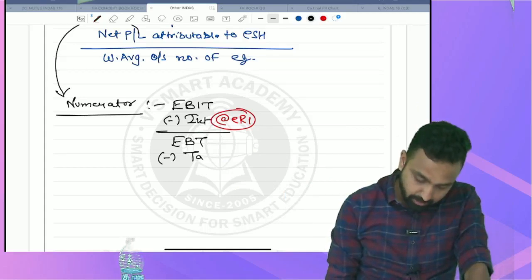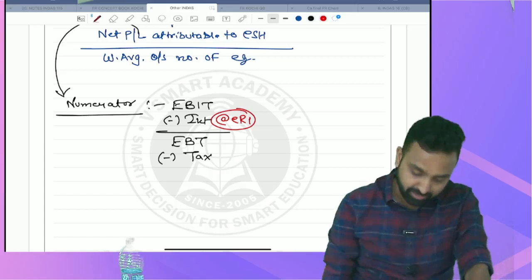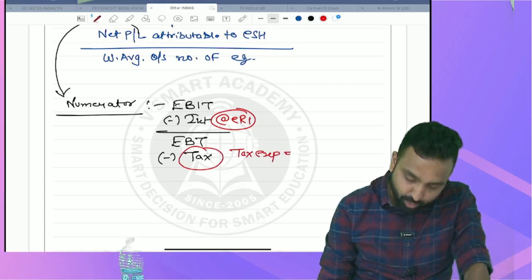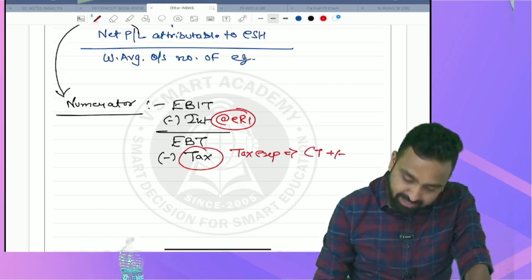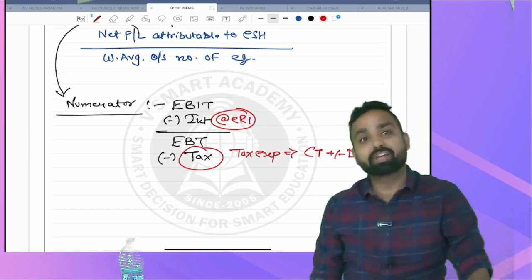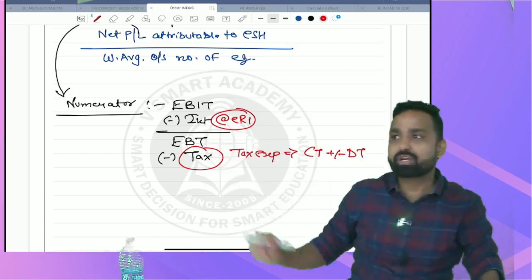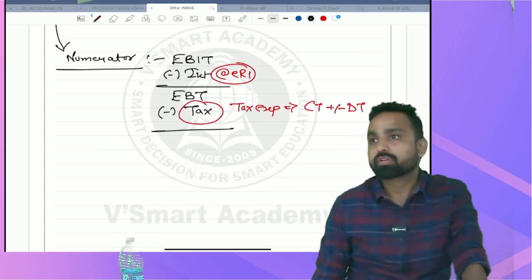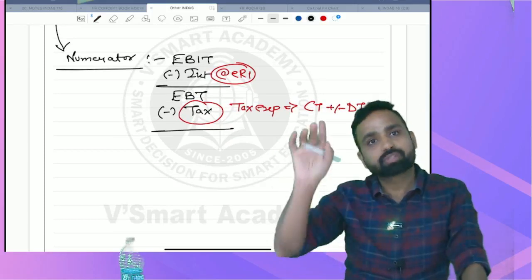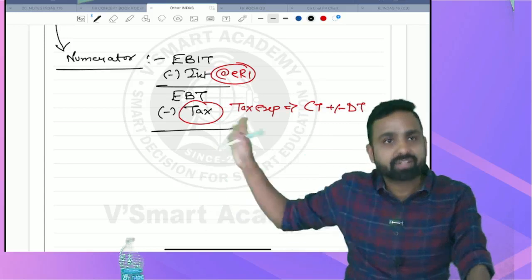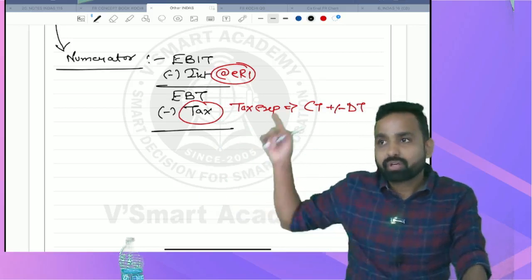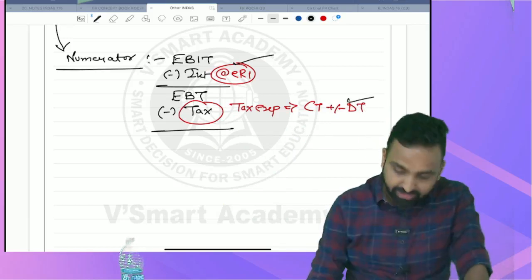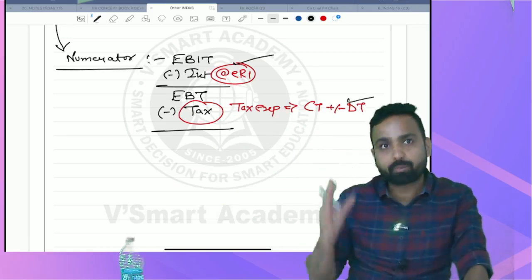Then tell me, tax. As far as tax is concerned, we take tax expense, and we know tax expense means current tax plus minus deferred tax. Now the deferred tax concept will also be there. It is to be reduced. Guys, understood or not? Next. In short, do not think from CA Inter point of view. Think from CA Final INDAS point of view. So many additions are there, like effective rate of interest, like deferred tax and all. So please think properly, okay?